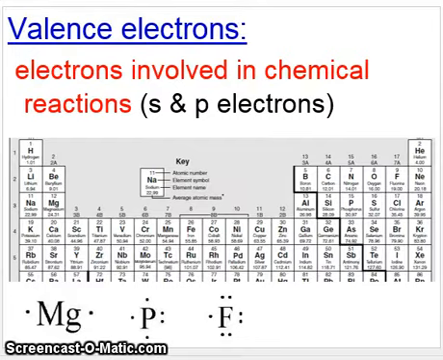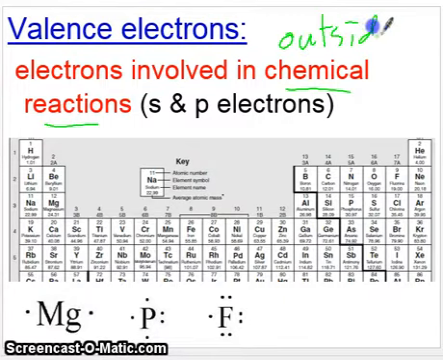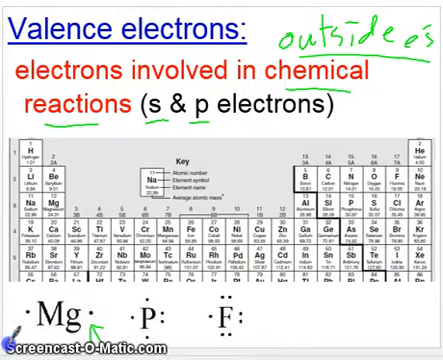Next, we'll talk about the trend of valence electrons. We've defined valence electrons before, and we said that these are the electrons that are involved in chemical reactions. These are the outside electrons of the atom, and the outside electrons are situated in the S and P subshells of that last energy level. So if you take a look at magnesium, the valence electrons are represented by these dots. So magnesium here has 2 valence electrons. That's because in shell 3 it has just 2 electrons. Phosphorus, on the other hand, has 5.